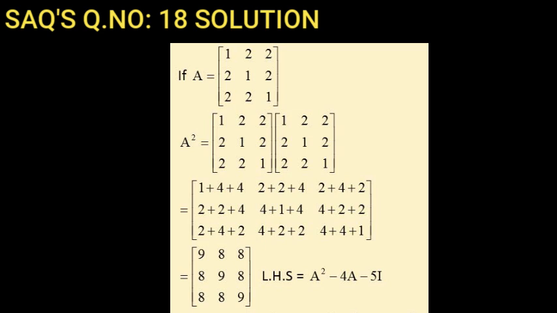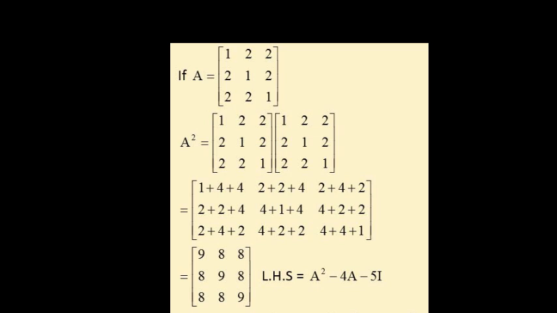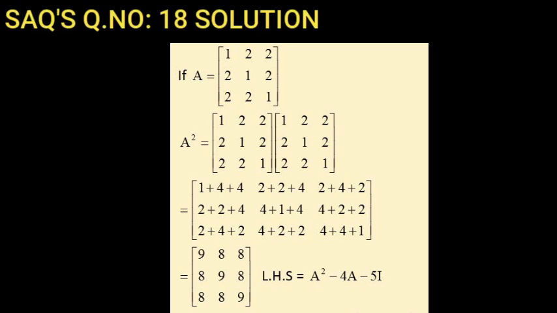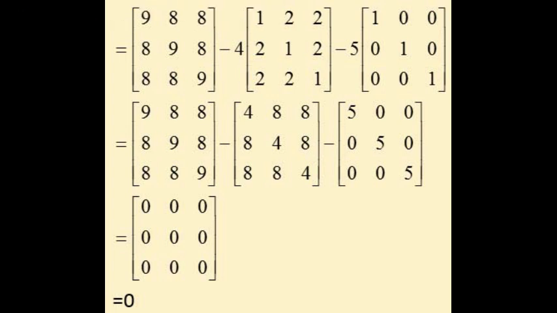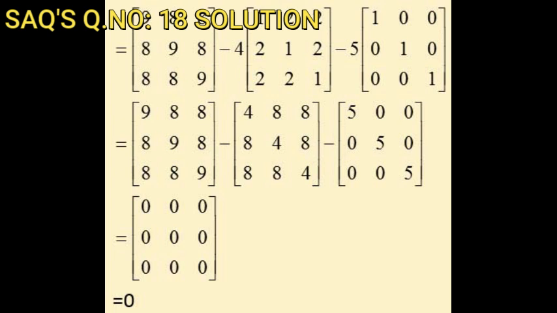Similarly, multiplication of the second row with the first column, second column, third column, and multiplication of the third row with the first column, second column, third column. You get [9, 8, 8; 8, 9, 8; 8, 8, 9]. Now consider the LHS, A square minus 4A minus 5I. Substituting all these values and adding all the matrices, we get the zero matrix, all entries 0. Here we use the addition of matrices. Addition means adding the corresponding elements of the matrices.